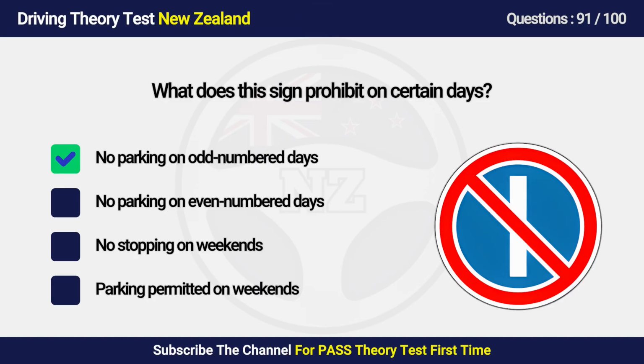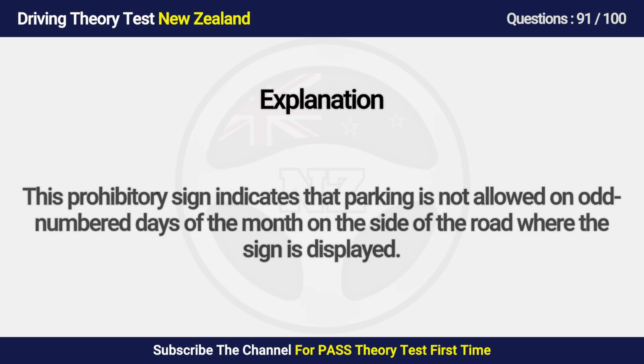Answer is A. No parking on days. This prohibitory sign indicates that parking is not allowed on days of the month on the side of the road where the sign is displayed.